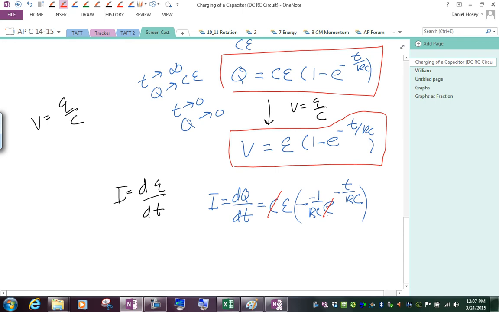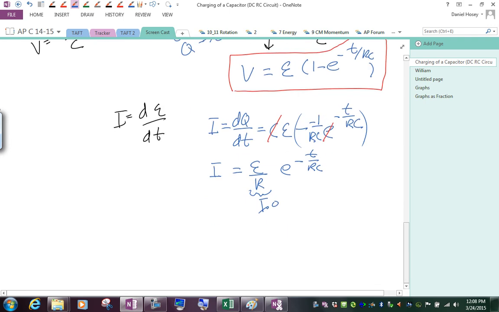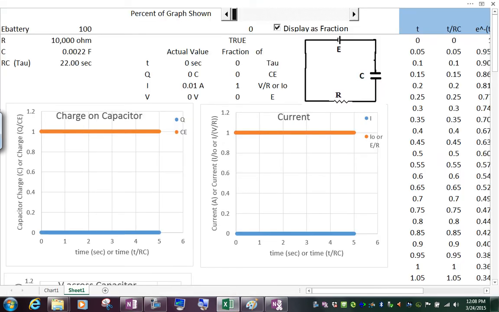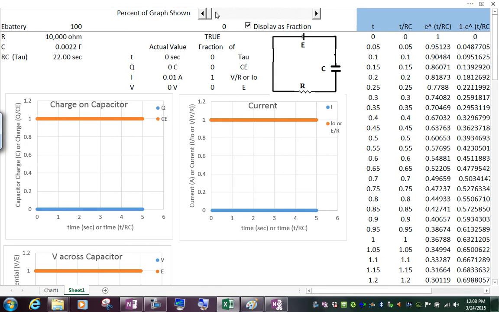and what you wind up with is that the I, the current in the circuit at any time, equals E divided by R. That's interesting, the battery voltage divided by the resistance. This is also known as I naught times e to the minus t over RC. So you wind up with this thing that is an exponential decay. So here's the third equation that we need to know. So when we look at our graphs again, that's why we get the shape that we get.